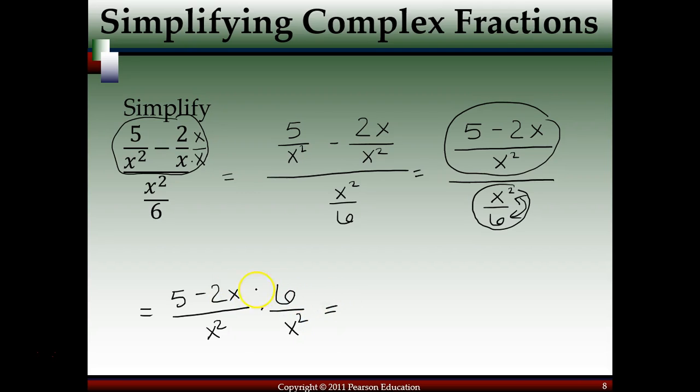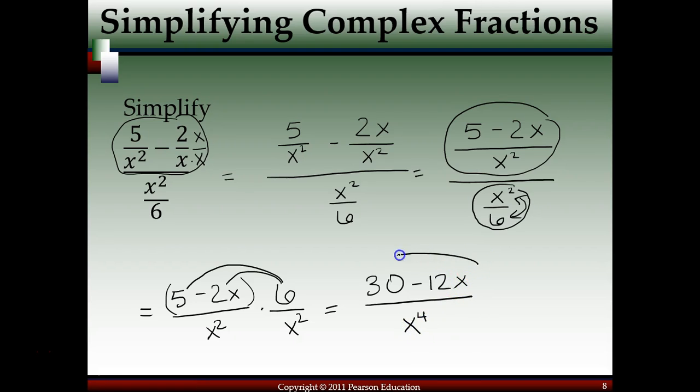Now we multiply straight across. Make sure when you do this, we distribute that 6 to both of these. So we get 30 minus 12x over, and then these multiply, x squared times x squared, x to the 4th. And there we go. We are done. So depending on which method you like, you can go with either one. But for this particular one, I think the LCD one worked just a bit faster.